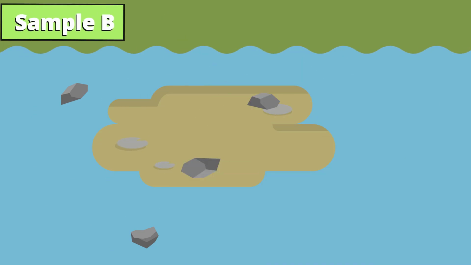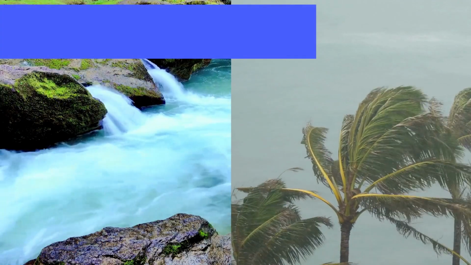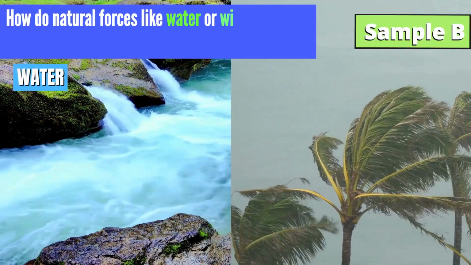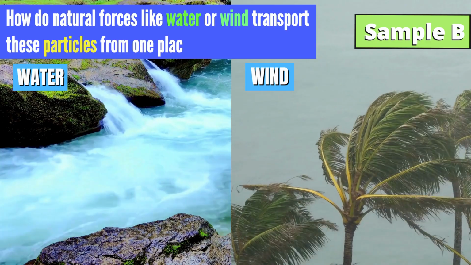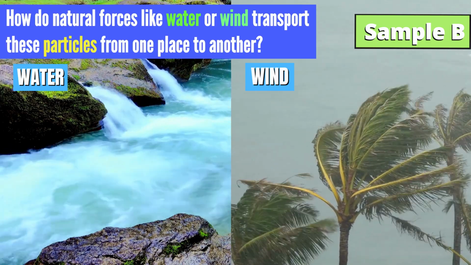Sample B, a mixture of fine sand, silt, and small pebbles, appearing smooth and rounded. These particles seem to have been carried by a river over a long distance. Guiding question: how do natural forces like water or wind transport these particles from one place to another? Consider how this movement might affect their appearance and shape.